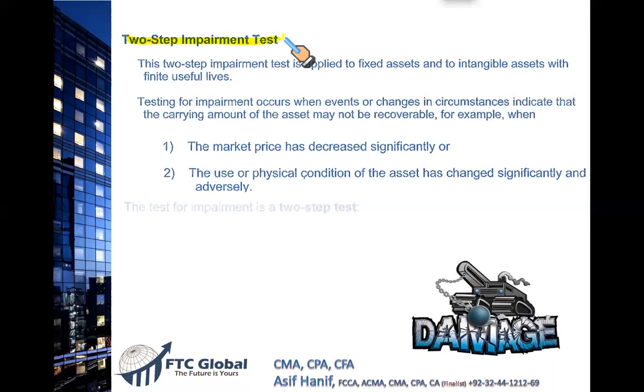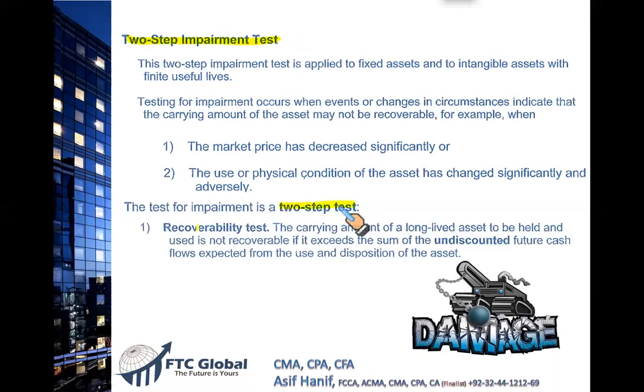In the first step, we do what you call the recoverability test. What is the recoverability test? Let us take some imaginary numbers and try to make some sense out of it. Let's say we have an asset which has a book value, or call it the carrying value, of $100,000. What is book value or carrying value? It is the original historical cost less accumulated depreciation. So we are carrying an asset in our books at $100,000.